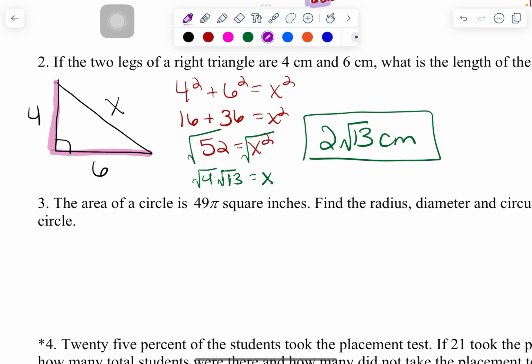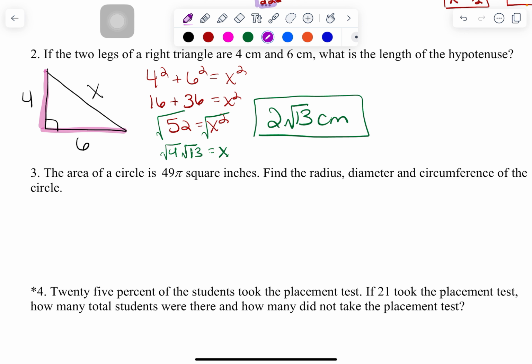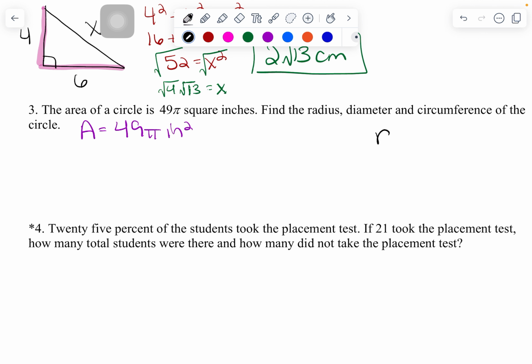All right, moving down to number 3 here, I'm going to give you the area of a circle. So area is 49 pi square inches, and I want to know the radius, the diameter, and the circumference. So area formula is area equals pi r squared, so that's going to be 49 pi. I'm going to go ahead and divide both sides by pi. So r squared is equal to 49.